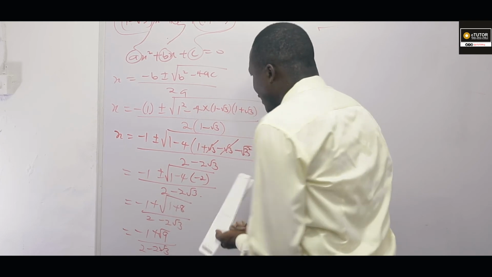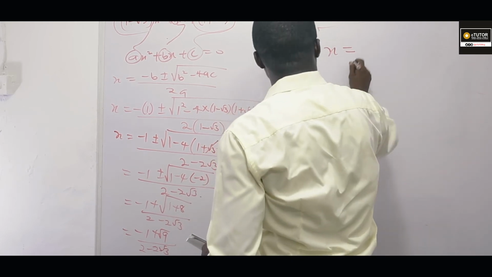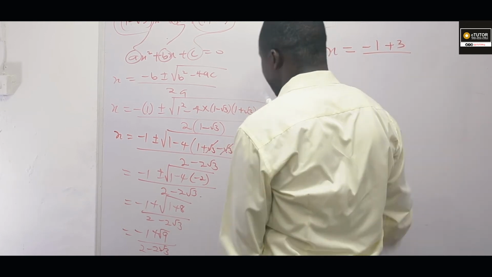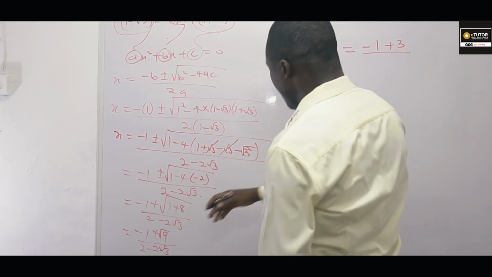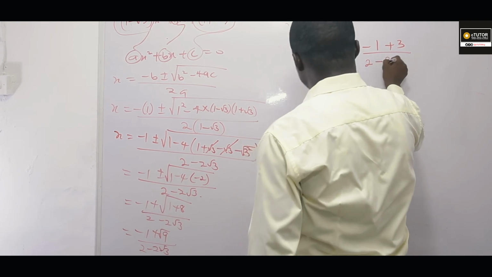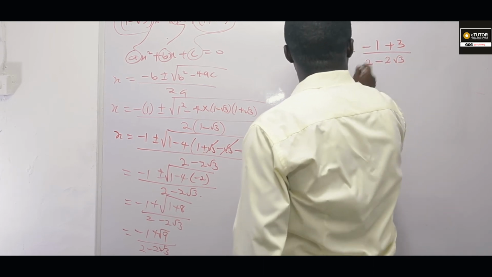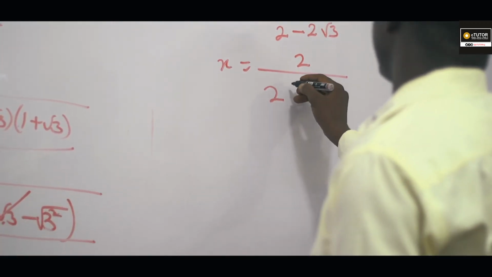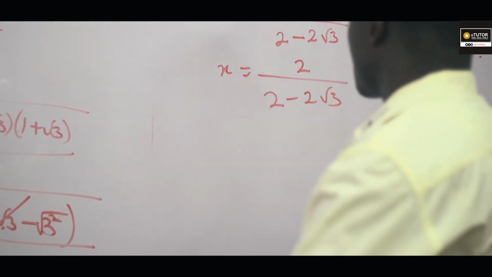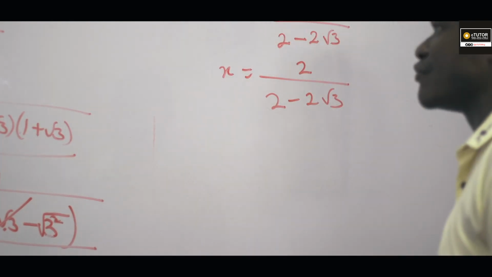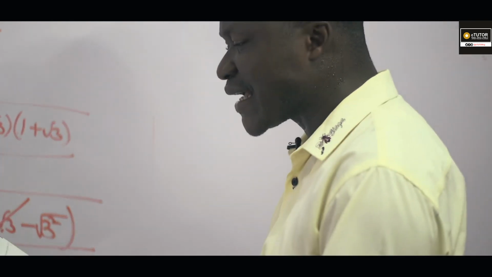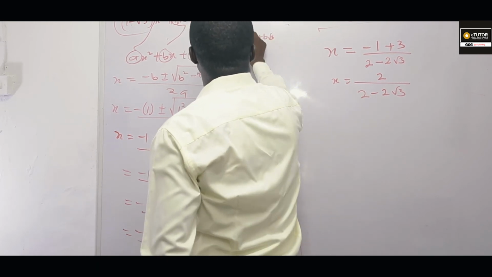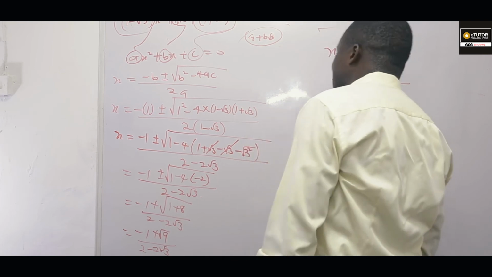Let's go. What do you have? x equals minus 1 plus or minus 3, all over 2 minus 2 root 3. This gives us 2 all over 2 minus 2 root 3. Of course, you can leave your answer in this form. But the question says leave your answer in the form a plus b root 3, which means we have to rationalize.